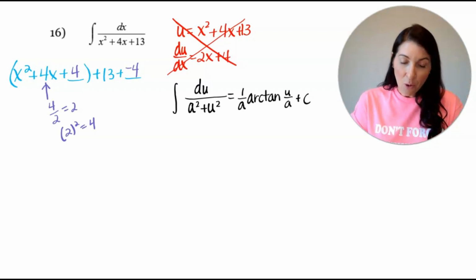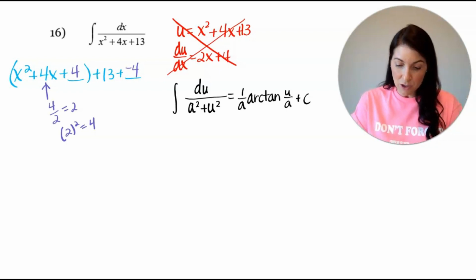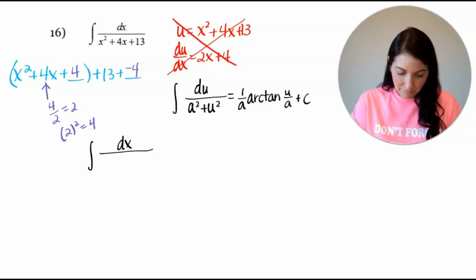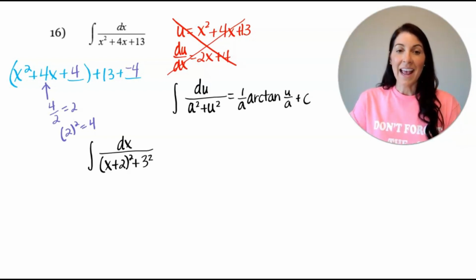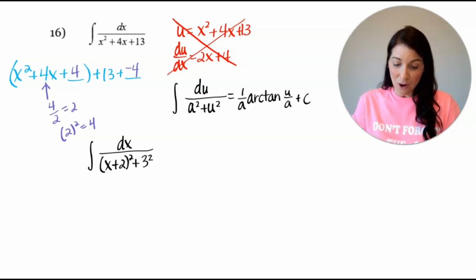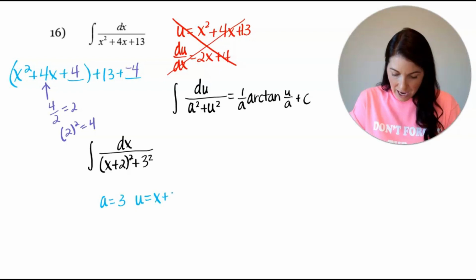So now the whole point of completing the square, like I said, is so that I can write that as a perfect square trinomial. So I can rewrite the denominator as x plus 2 squared plus 13 minus 4, which gives us 9, which is 3 squared. All right, and we're getting closer to rewriting it in terms of u, and you can do that if you make a equal to 3 and u equal to x plus 2.